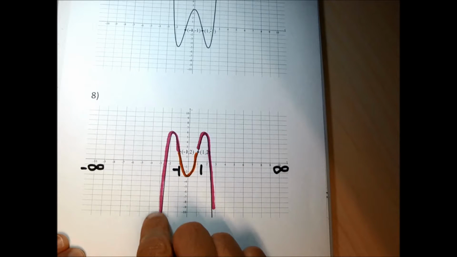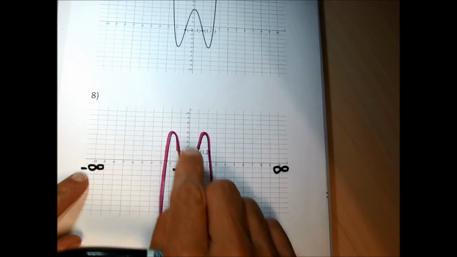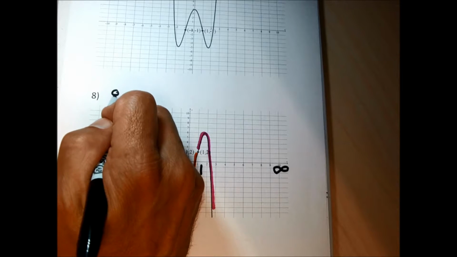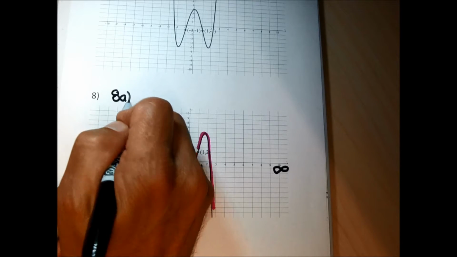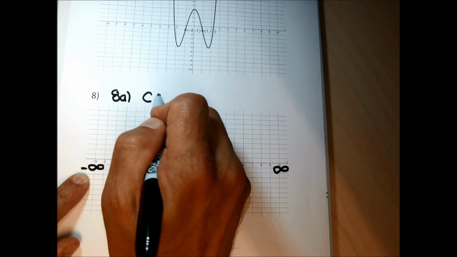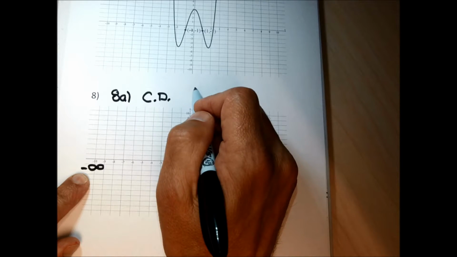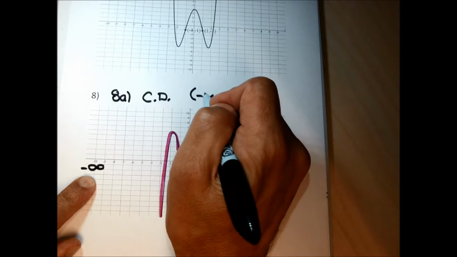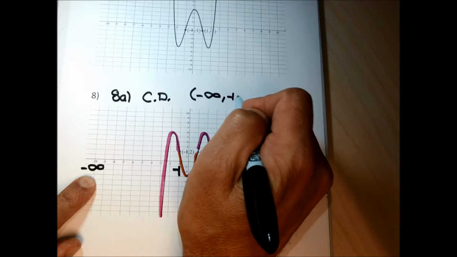The first pink drawing that I drew, that's a concave down interval, and that's the interval from negative infinity to negative 1. So when I go to write an answer to 8a, just because the concave down interval comes first, I'm going to say the graph is concave down between negative infinity and negative 1. Notice I'm only using x coordinates.